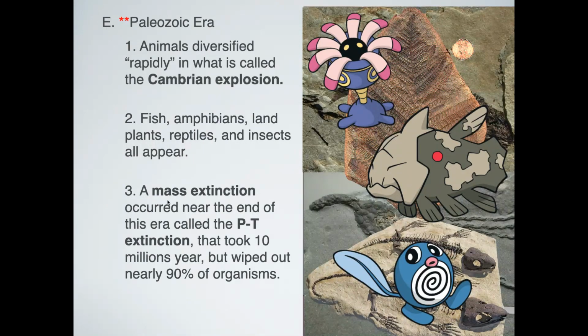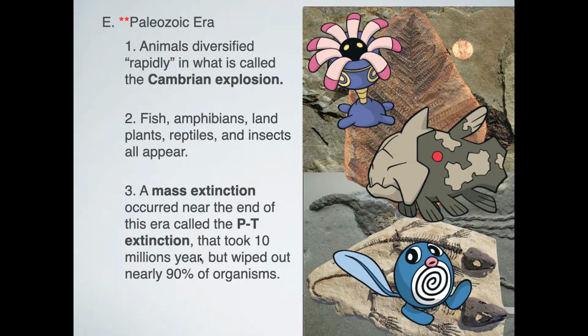But there's a mass extinction event that occurs near the end of this era that we call the PT extinction. And so PT stands for Permian and Triassic extinction. It took 10 million years to occur. So when we say extinction event, a lot of times people think, oh yeah, that's that asteroid that hit or something, right? And no, we're not talking about that. This took 10 million years.